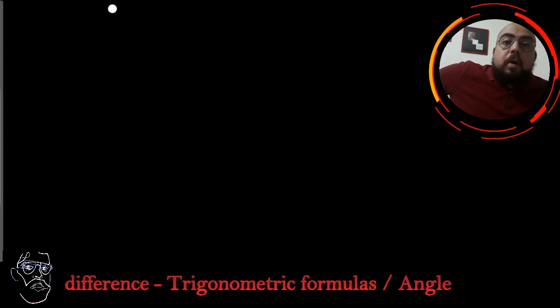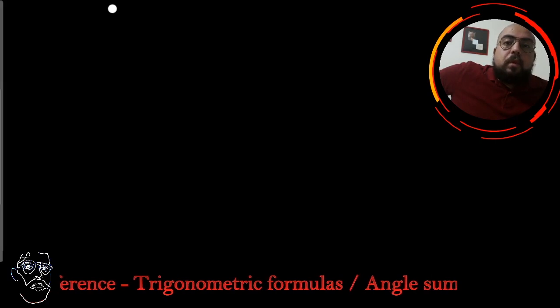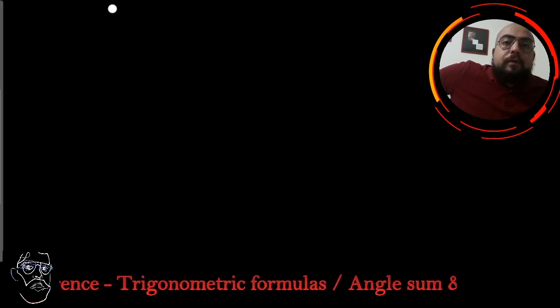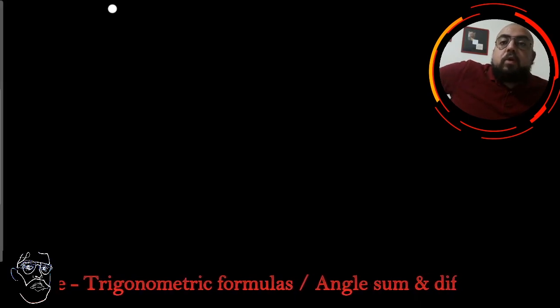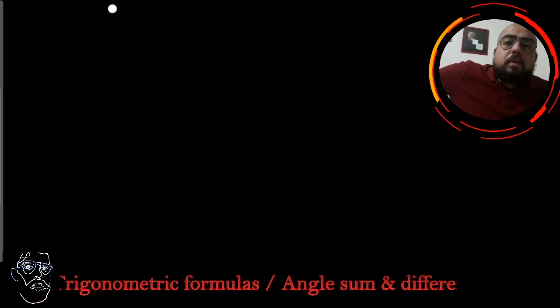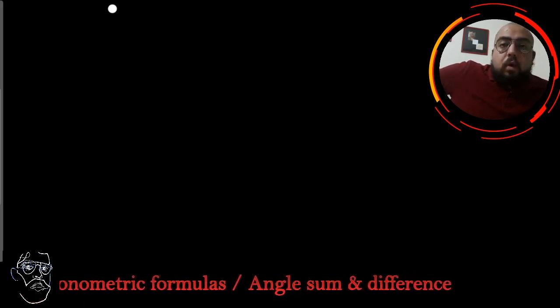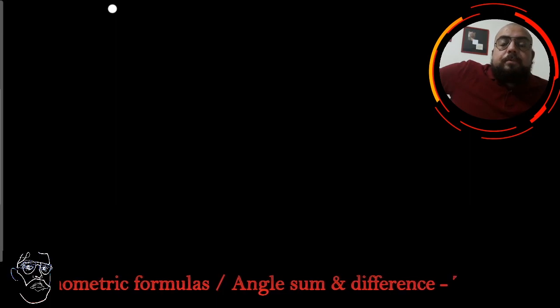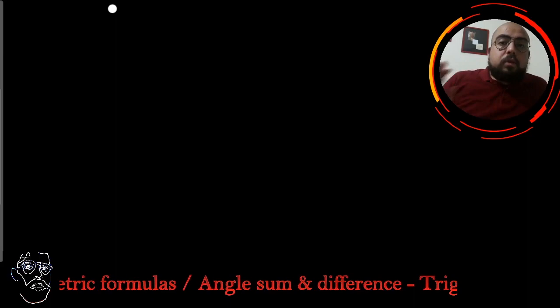Today we're going to talk about trigonometric formulas related to sum and difference between angles. So we're going to be interested in cosine of a minus b, cosine a plus b, sine a plus b, sine a minus b. So these are the formulas that we are going to learn. But of course, I will start by doing the demonstration.